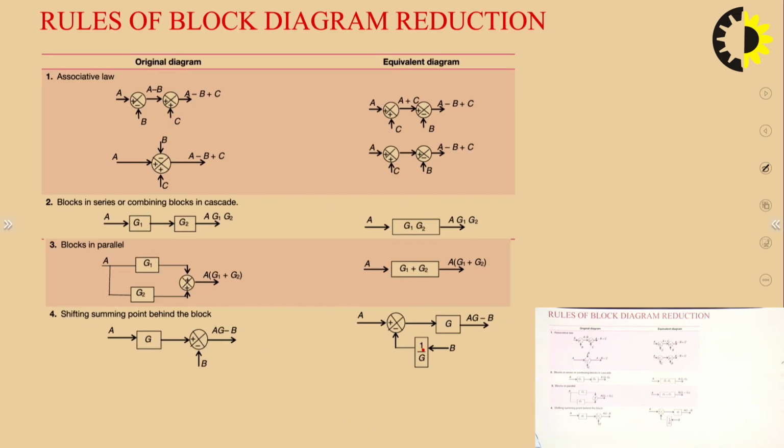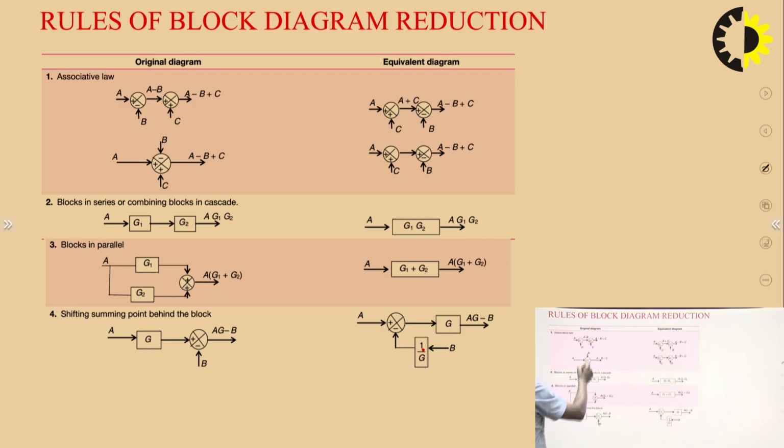Now we will see the various rules that are used for block diagram reduction. These are some standard rules that we have to follow while reducing our block diagram. You can see here there are two summing points connected, and here input is A, here input is B.